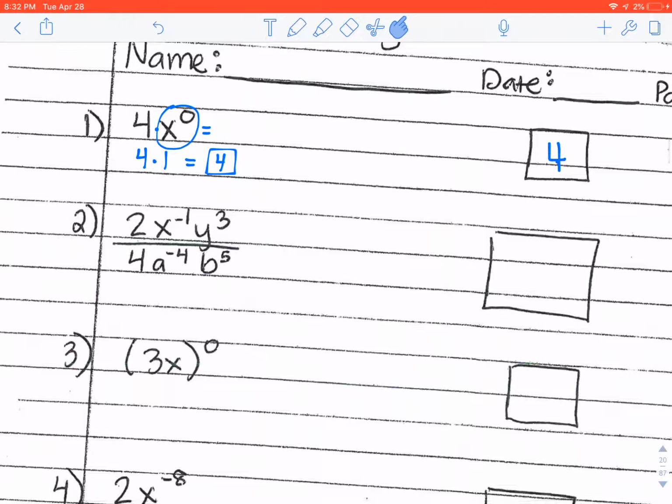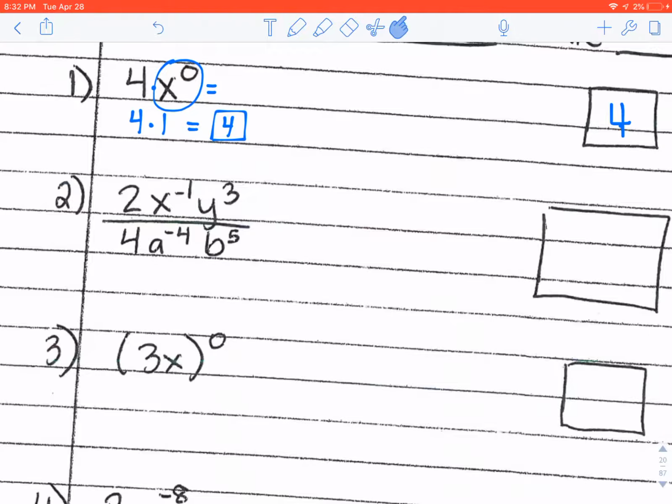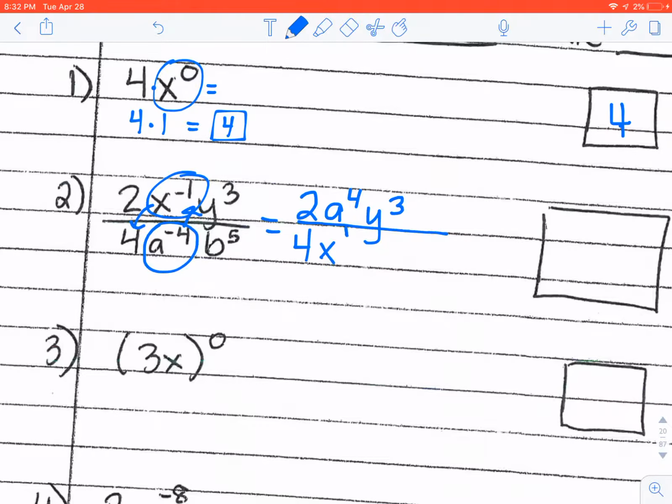Okay. Number 2, we have a couple things going on here. So the first thing we want to take care of is you should have moved your negative exponents to the opposite side. So you should have had 2 a to the 4th, y to the 3rd on top, on the bottom 4, x to the 1st, b to the 5th.